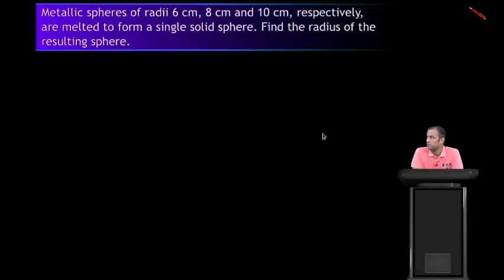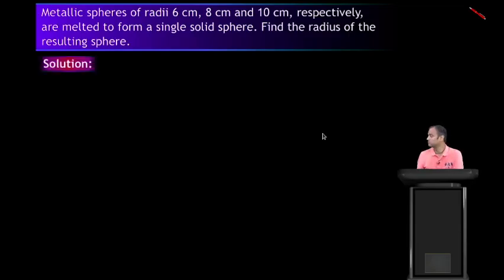Okay students, now we will solve some related problems. Now read this one: metallic spheres of radii 6 centimeter, 8 centimeter, 10 centimeter respectively are melted to form a single solid sphere. Find the radius of the resulting sphere. So what do you have to find? The radius of the resulting sphere.